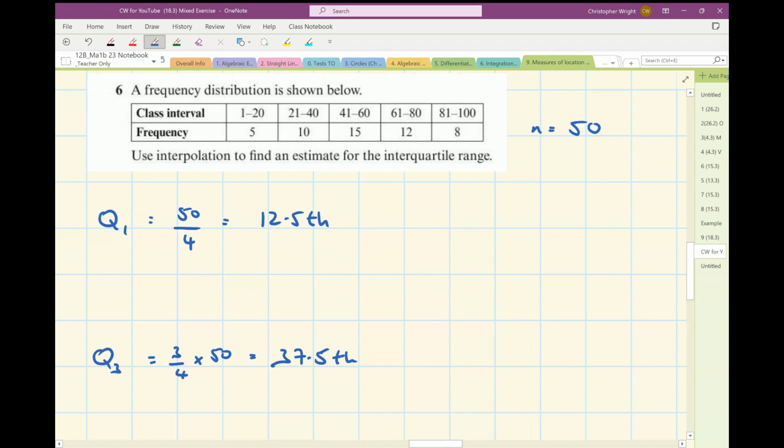So I'm just going to find each of those data values now. So let's find the 12th and a half. Now, the 12th and a half will be somewhere in this class here, won't it?